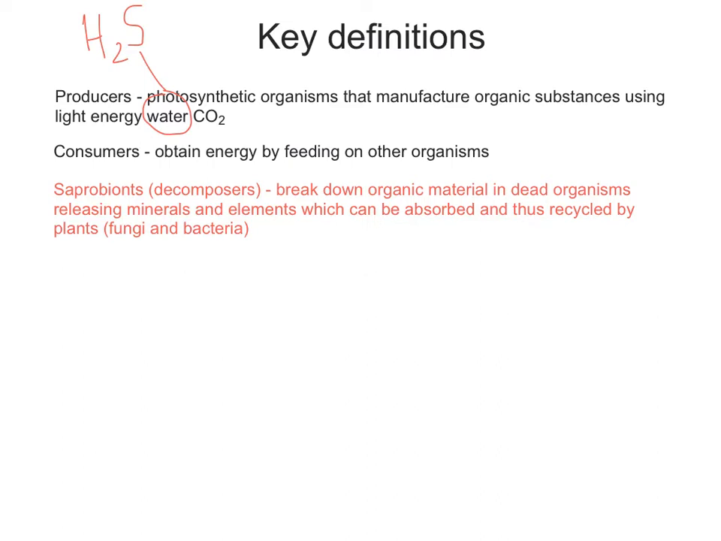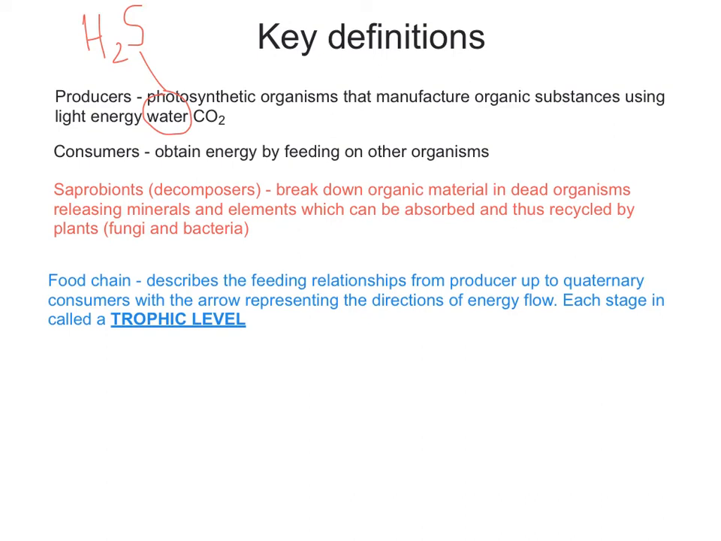Okay, so their role is just to basically recycle organic compounds when an animal dies or a plant dies. So they're breaking down the organic material found in dead organisms, of course bacteria would be included in that, releasing the goodies, basically the minerals, other elements which can be absorbed by plants and obviously therefore recycled by them. And again, we will go on specifically in this unit to look at the phosphorus cycle and the nitrogen cycle.